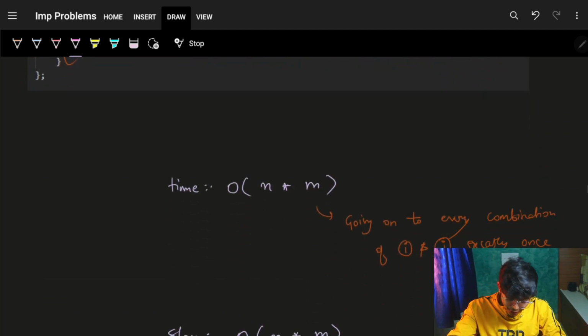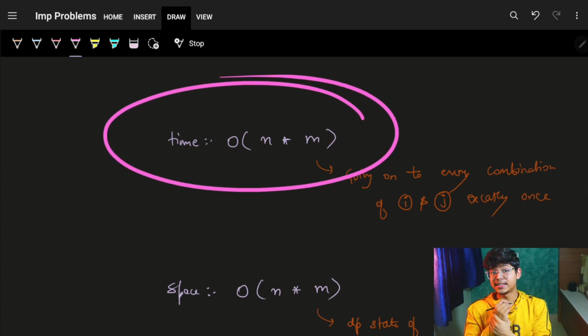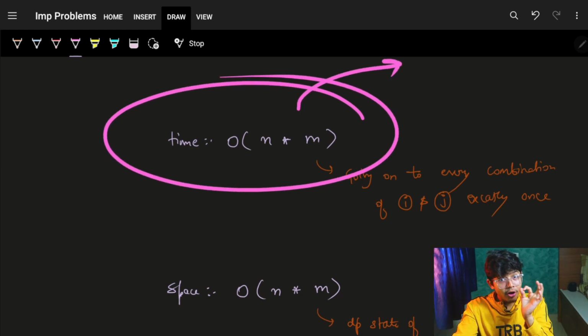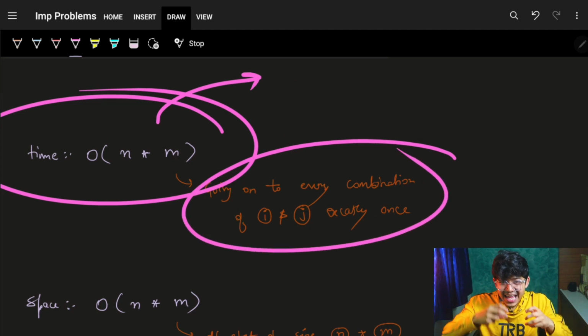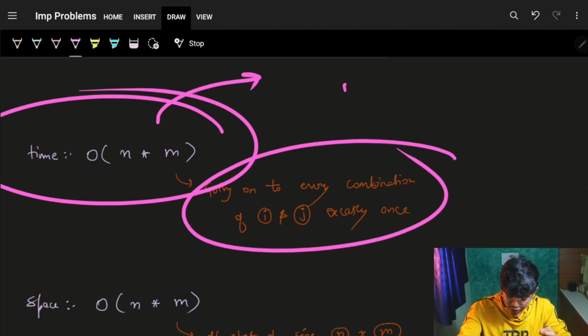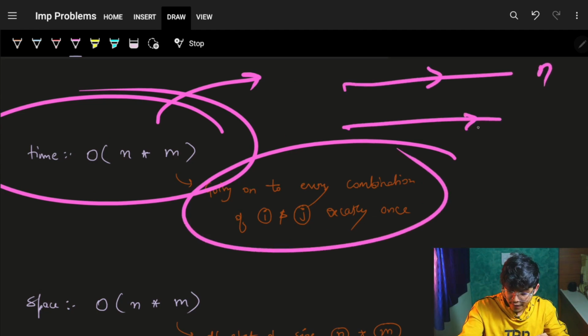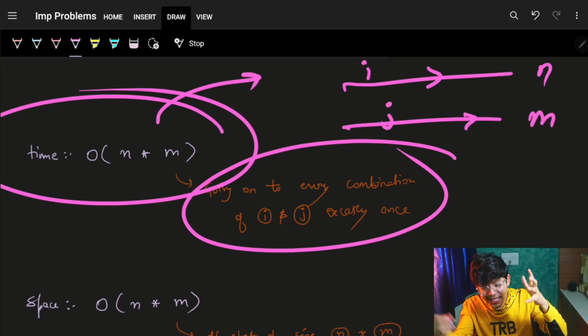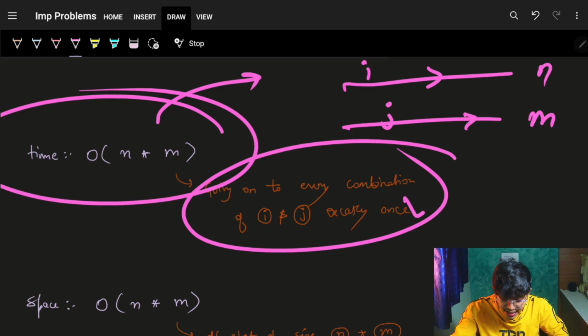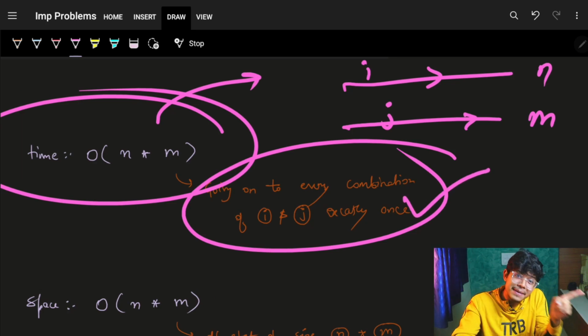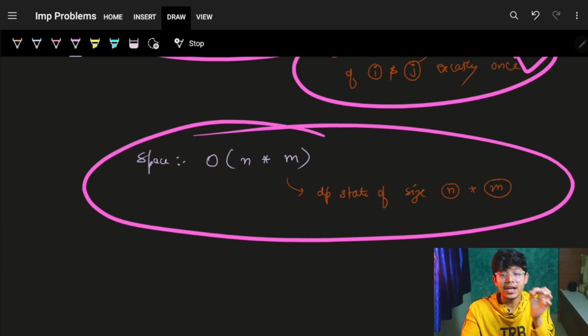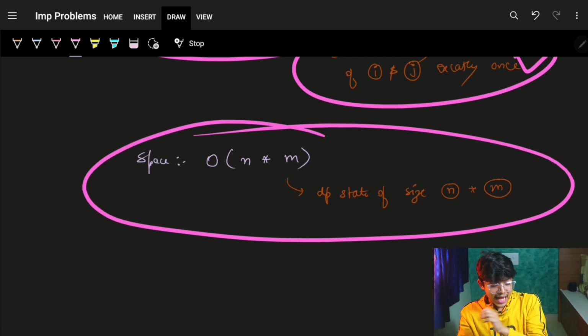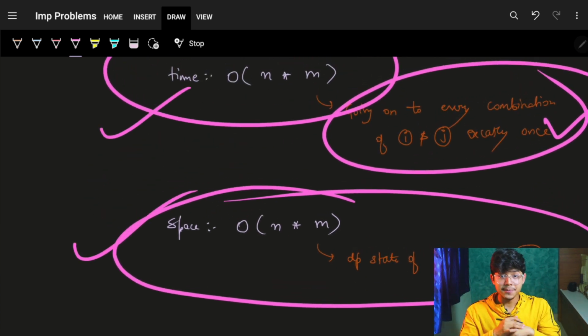Exactly. How? Because now the time complexity is nothing but O of n into m. Why n into m? Because at every combination of I and J, since you have an array of size n and an array of size m, every combination of I and J is calculated only exactly once. Why once? Because of this DP state, which takes n cross m space. That is the reason the time and space is O of n into m.